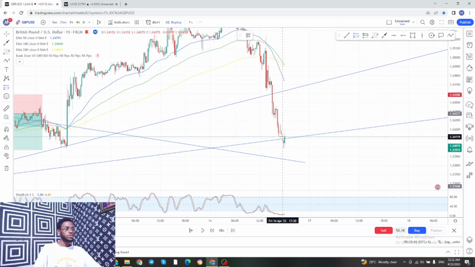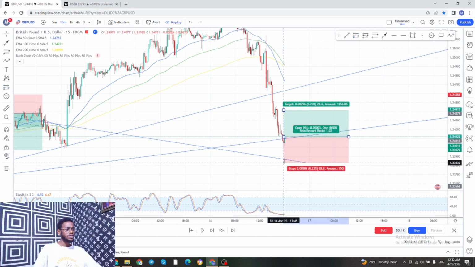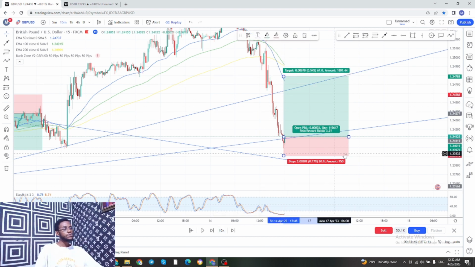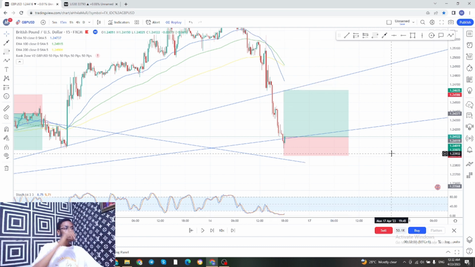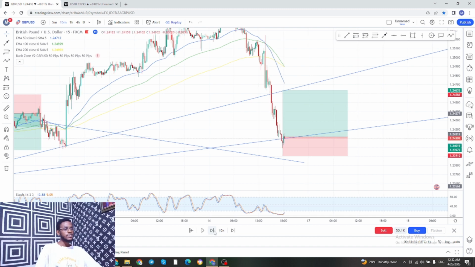Let's see if this works. So we're gonna buy right here, risking 20 pips. Let's see how this trade goes, right? I'm aiming for the next bank zone. Oh, that's too much, 50 pips. I don't know why it's not loading up, but that's the next bank zone, right? So let's just play this. Let's see how the trade goes.